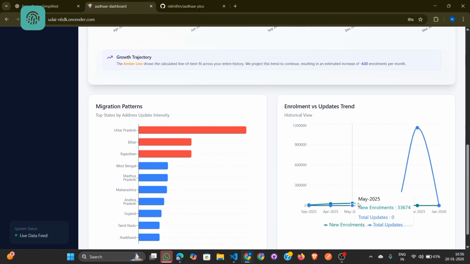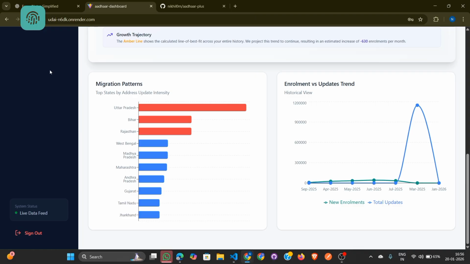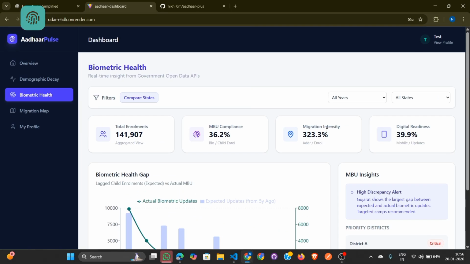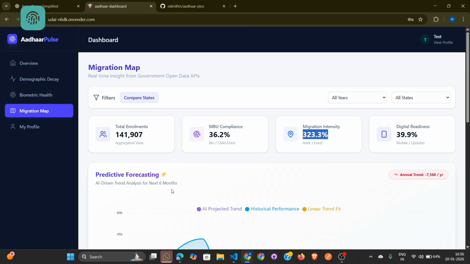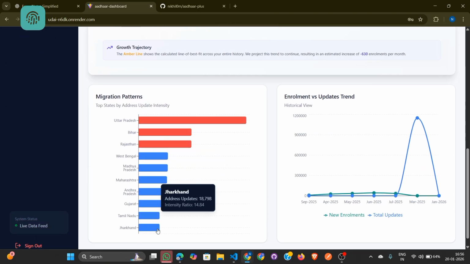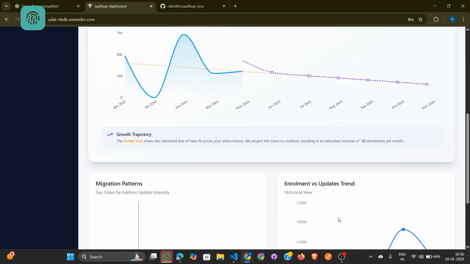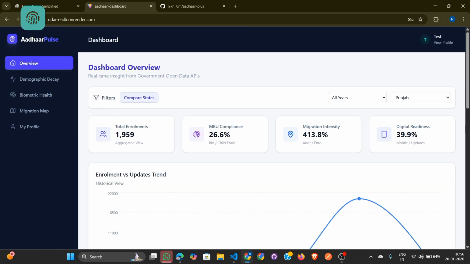We start at the command center. Immediately, you see the custom KPIs that don't exist in official public reports. The MBU compliance ratio, measuring child biometric health; migration intensity, tracking population movement based on address updates; and digital readiness, assessing mobile linkage penetration.